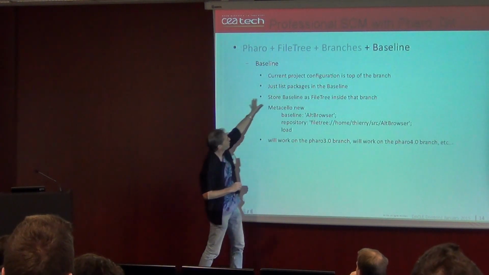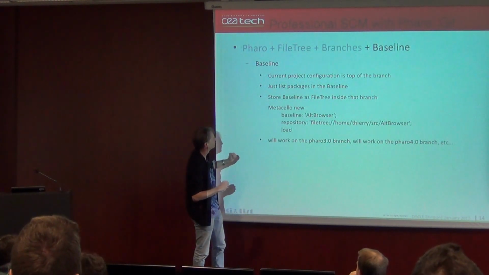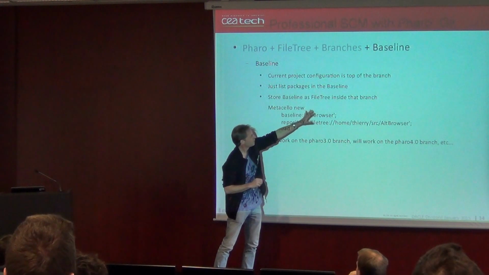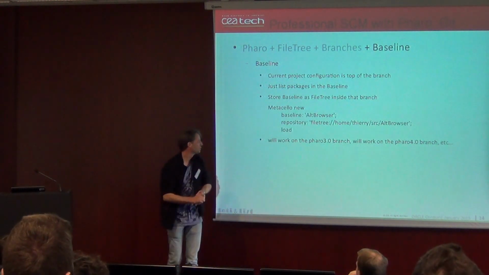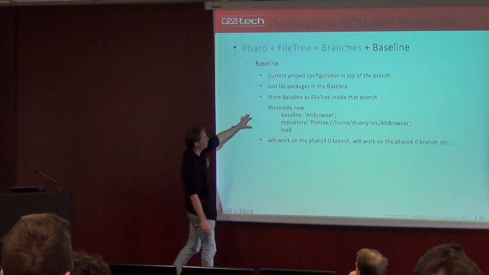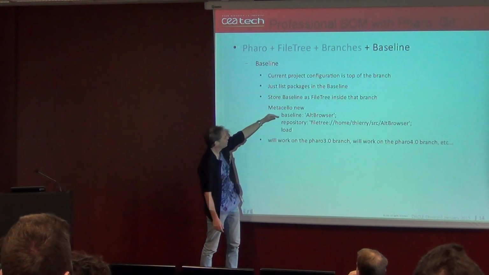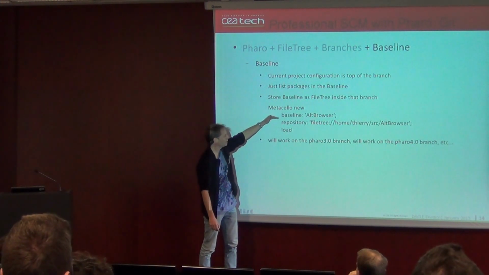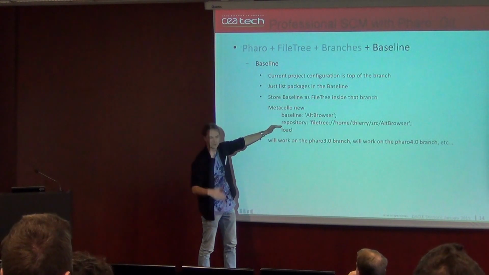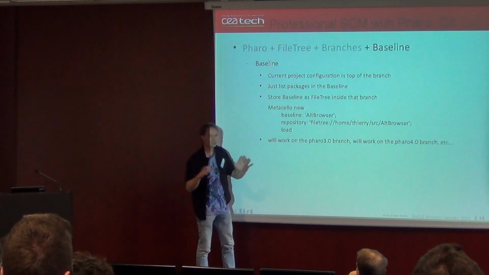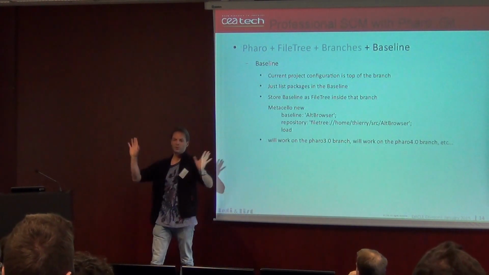So you just list the packages in the baseline, you store the baseline as a file tree inside that branch, and then you use Metacello. You just say baseline, you give the repository and you say load. Okay, my configuration is done.